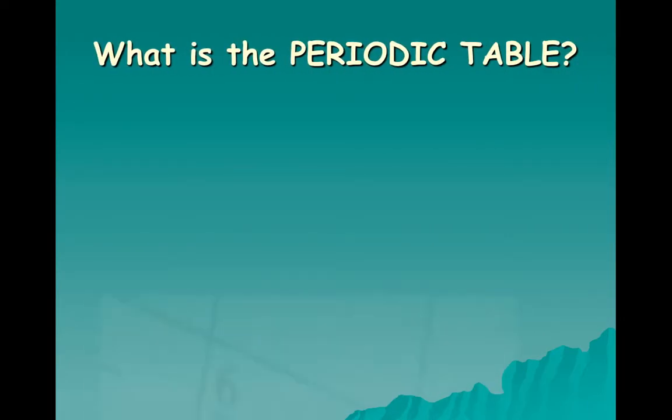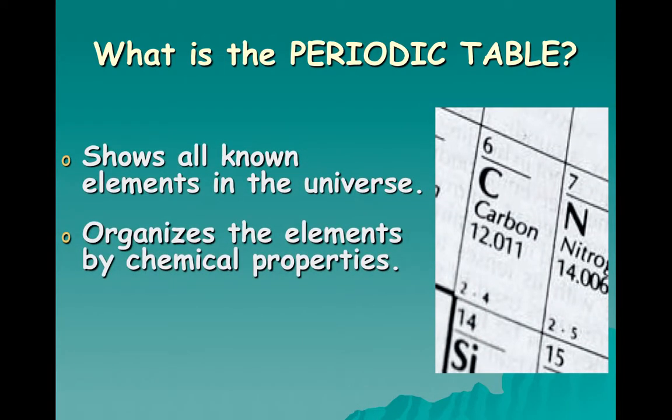What is the periodic table? All right, the periodic table is a group of elements. So each one of these boxes represents an element. Elements are organized by chemical properties. Chemical properties meaning how they're made.